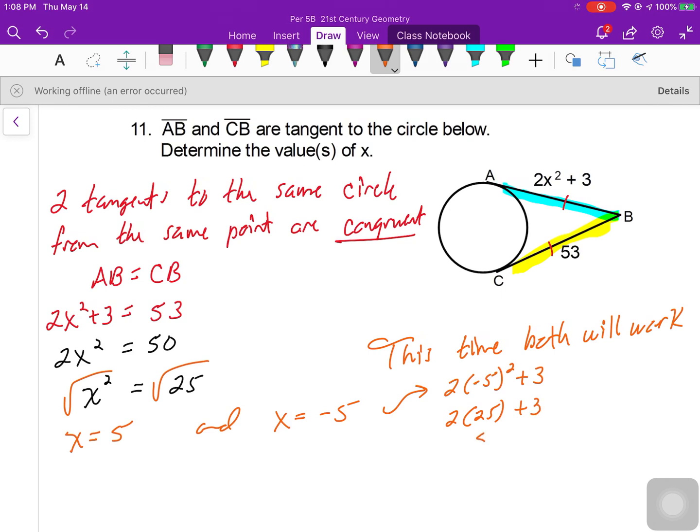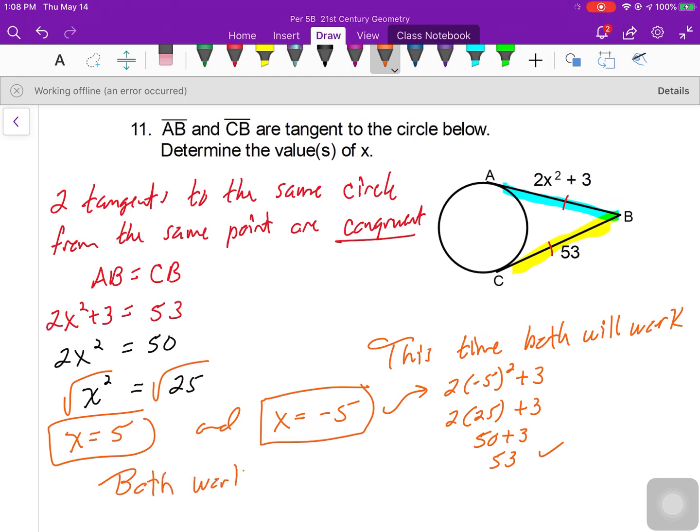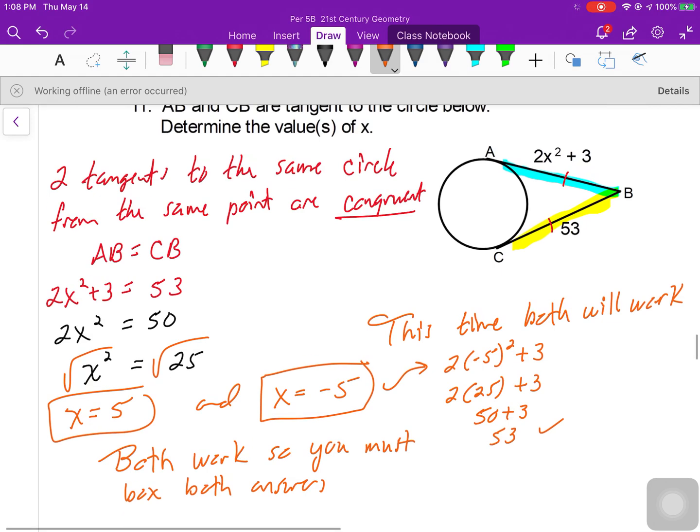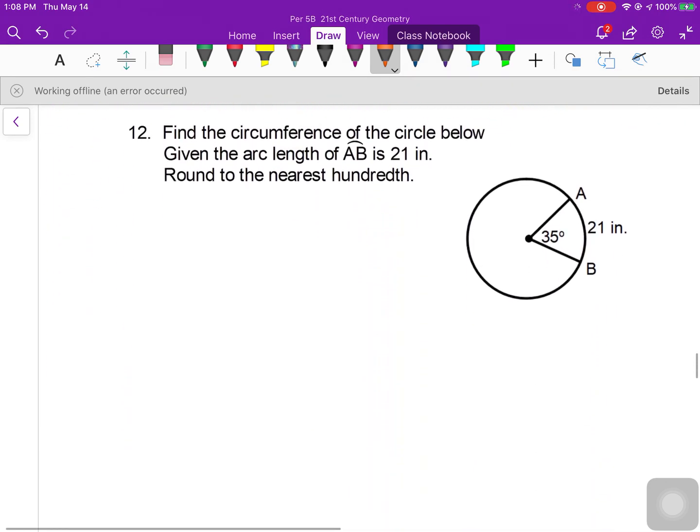And that's because if we were to check this negative 5, 2 times negative 5 squared plus 3 is 2 times 25 plus 3. That's 50 plus 3. That's 53. Checks out. So both work. Both work. So you must box both answers. Don't forget that. Sometimes the negative works perfectly fine.